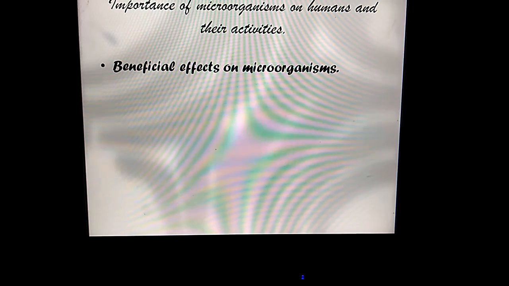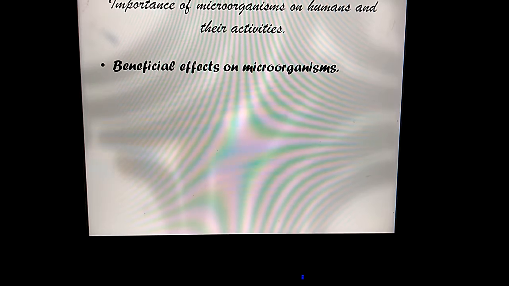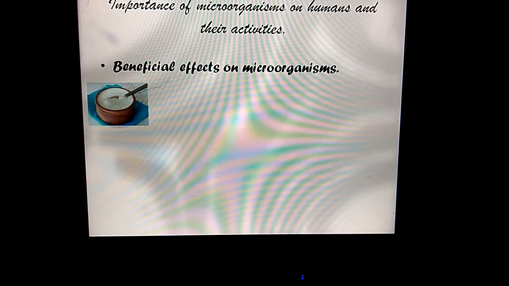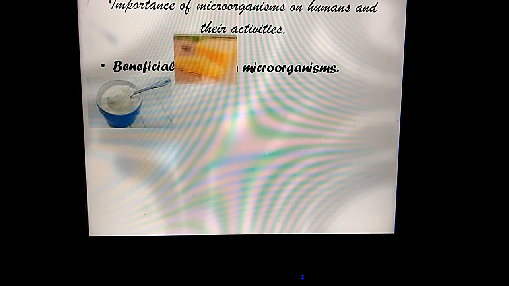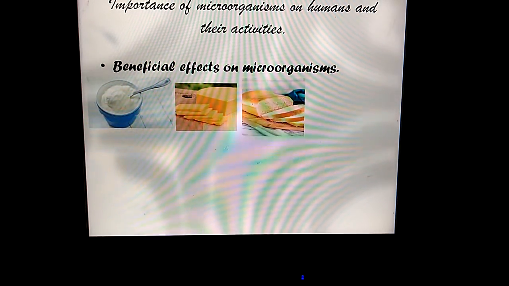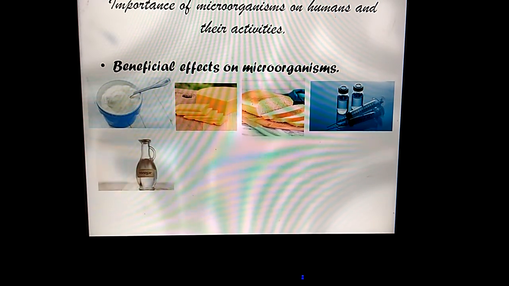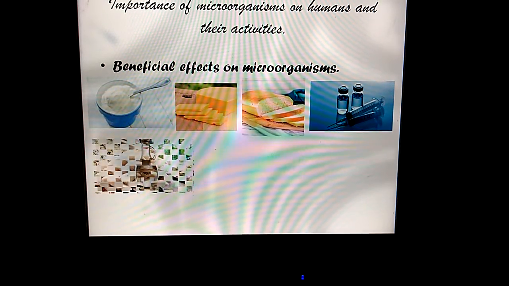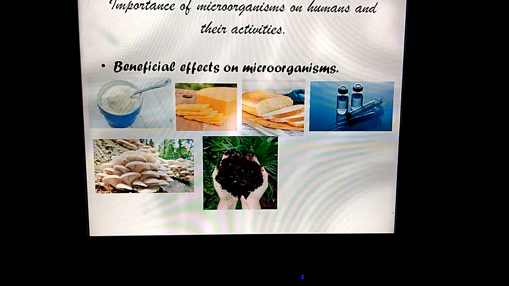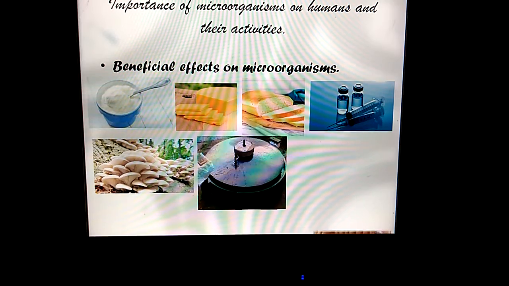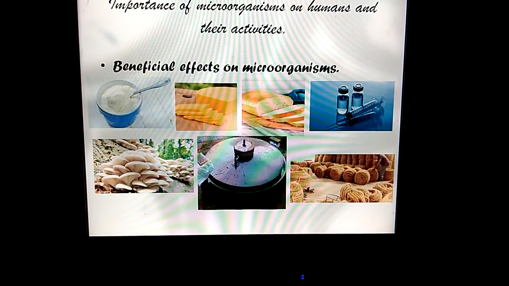Importance of microorganisms on humans and their activities. Beneficial effects of microorganisms. Producing curd, yogurt, cheese, bakery products, antibiotics, and also vaccines, vinegar, mushrooms used for food, decomposition, biogas, and coal industry.